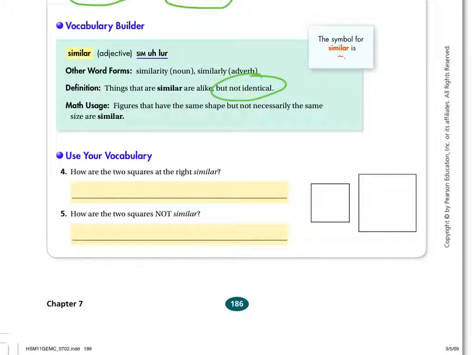So our math usage here is going to be figures that have the same shape but not necessarily the same size are similar. There's going to be a little bit more involved than that, but we'll get to that in a minute. So how are the two squares, and now they're telling you they're squares, at the right similar?